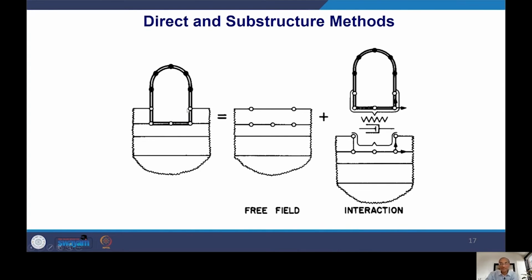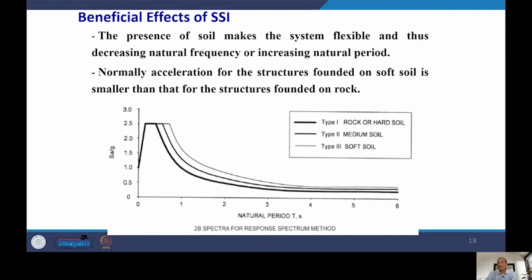So this was the direct method on the left hand side, and on the right hand side you have the substructure method. Now let's discuss the next part. What is the beneficial effect of SSI? Normally your structure might be situated in different scenarios. It could be situated on rock or hard soil, that is type first. It could be situated on medium soil, type second, and soft soil.